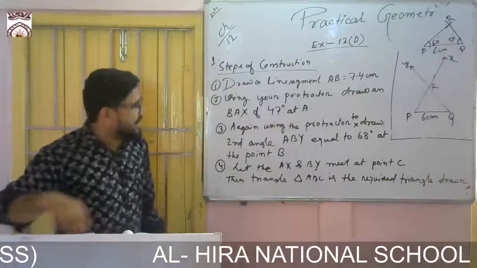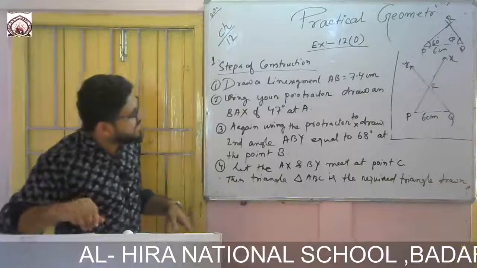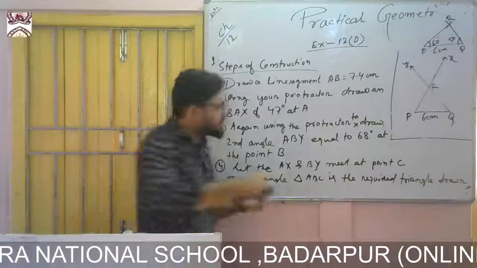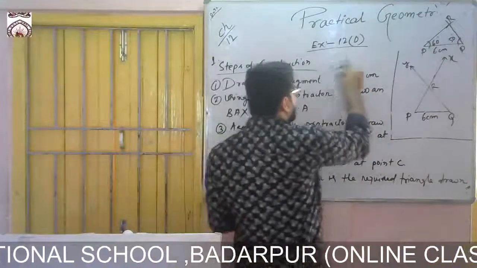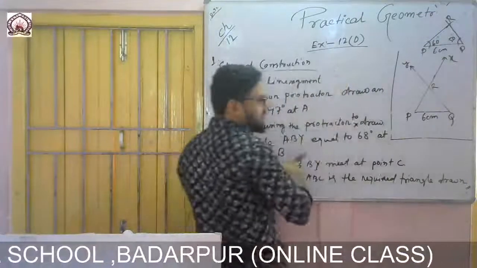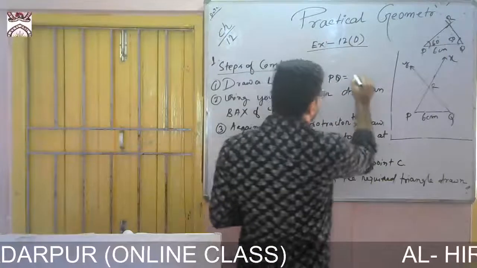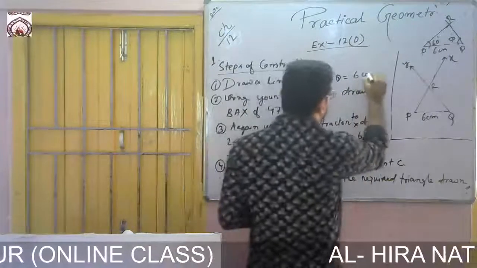So first of all, draw a line segment PQ equals 6 centimeter. So here it will be PQ equals 6 centimeter.